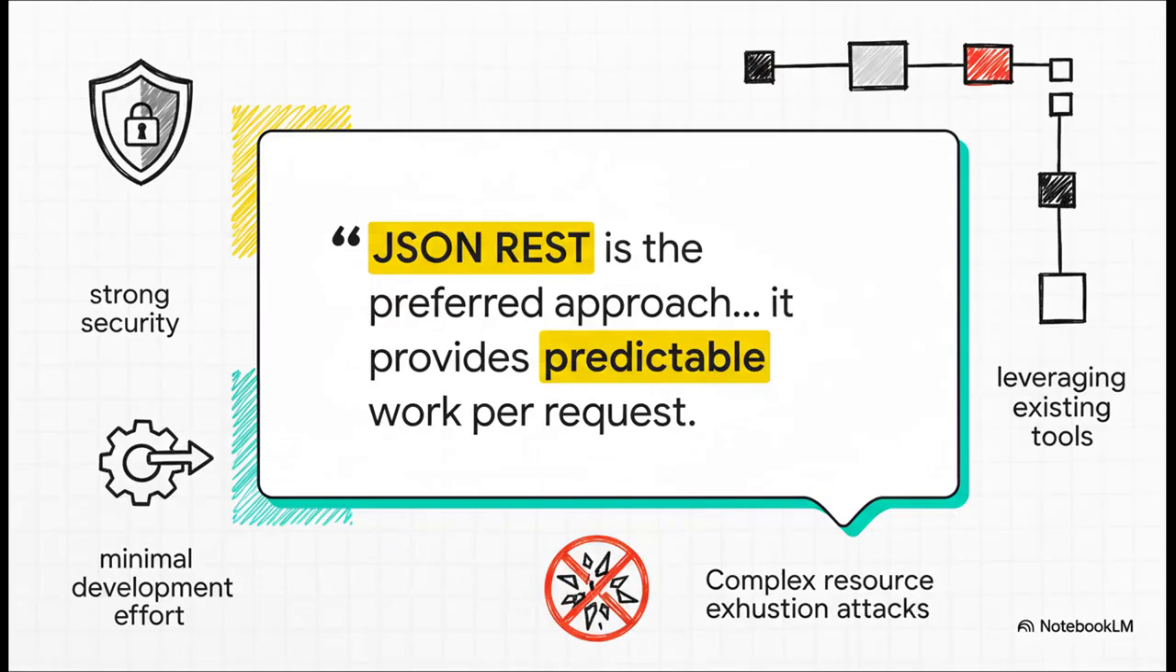So when you lay out all the evidence like that, the source material comes to a pretty clear conclusion. If your main priorities are strong security and not burying your developers in extra work, then JSON REST is really the way to go. It gives you predictable work, you can use all this existing battle-tested middleware, and you just flat out reduce the risk of these crazy resource exhaustion attacks.